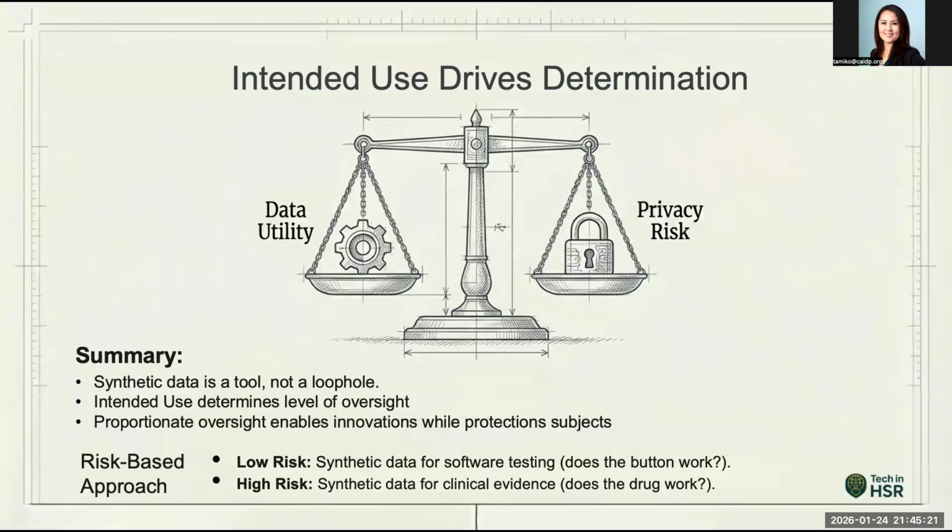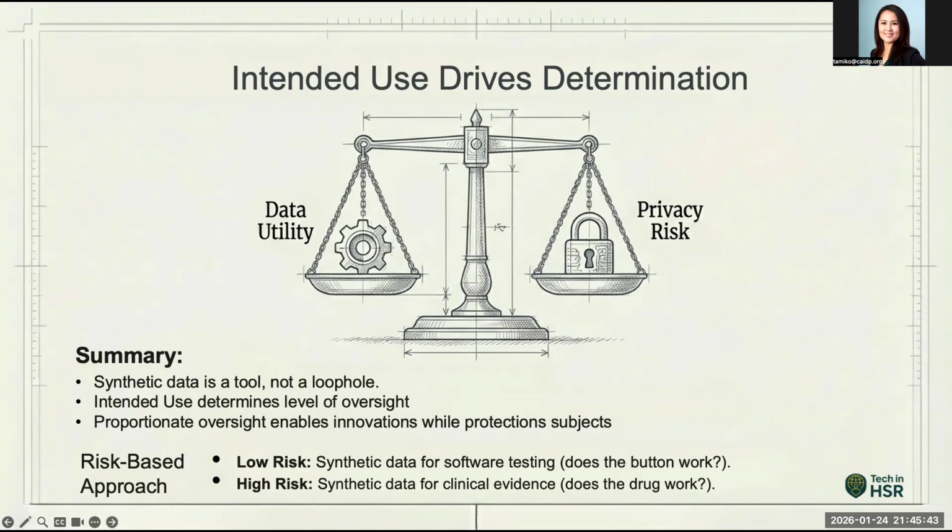Remember that checklist earlier, right? The four questions: provenance, validation, privacy, and transparency. Those questions apply regardless of whether the use is low risk or high risk, but the depth of scrutiny and the consequences of inadequate answers are going to scale with that risk level. So here's what this means in practice.